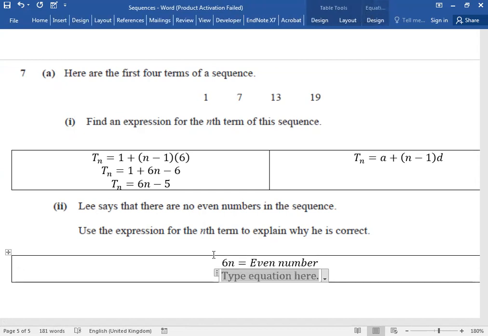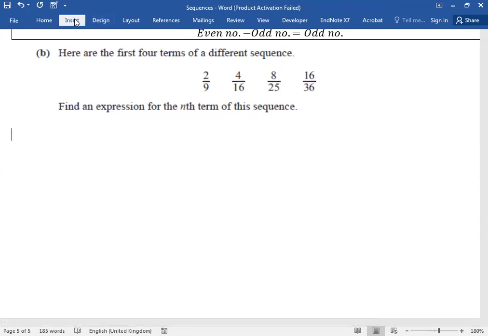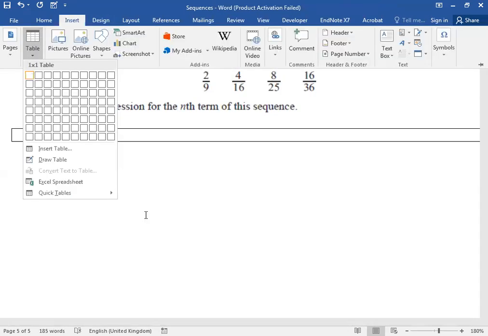even number आएगा. और उस even number में से when you will subtract 5, so even number minus odd number is always an odd number. बस ये लिखकर use the expression for nth term to explain why he is correct. 6n will always be an even number. And when you will subtract 5 from that, which is an odd number, the answer is always an odd number. Though odd numbers मिलाकर become an even number, you can also give it that way.